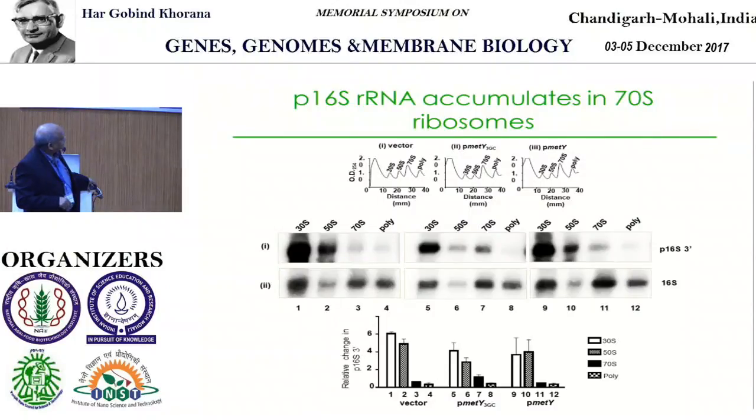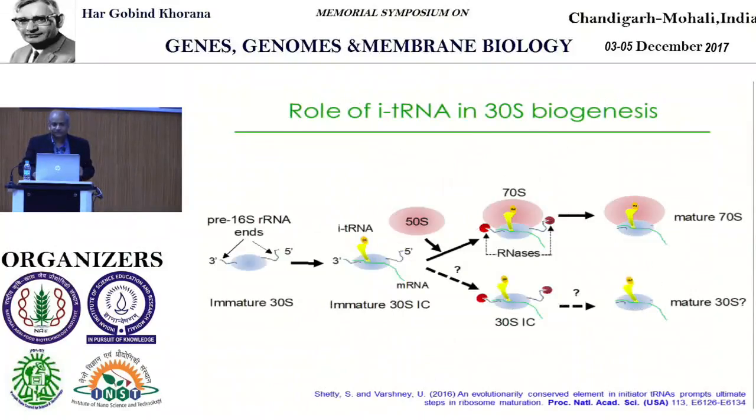So here is the vector. You hardly accumulate any precursor in the 70S. With wild-type tRNA overproduced, we don't accumulate much. But in this particular strain where the mutant initiator tRNA is being produced, we accumulate precursor 16S rRNA. We've done a few other genetic experiments, but I'll spare you the details of those.